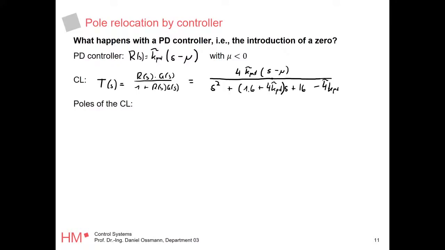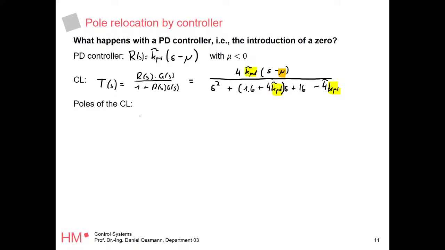Okay, so this is our new poles, and this time we have 2 free parameters, right? We are free to choose our controller gain, and we are free to choose our 0 here, right? This is the part of control design, right? We can select those guys. Okay, so where should we select it? We don't know yet. But let's see what happens with our poles.